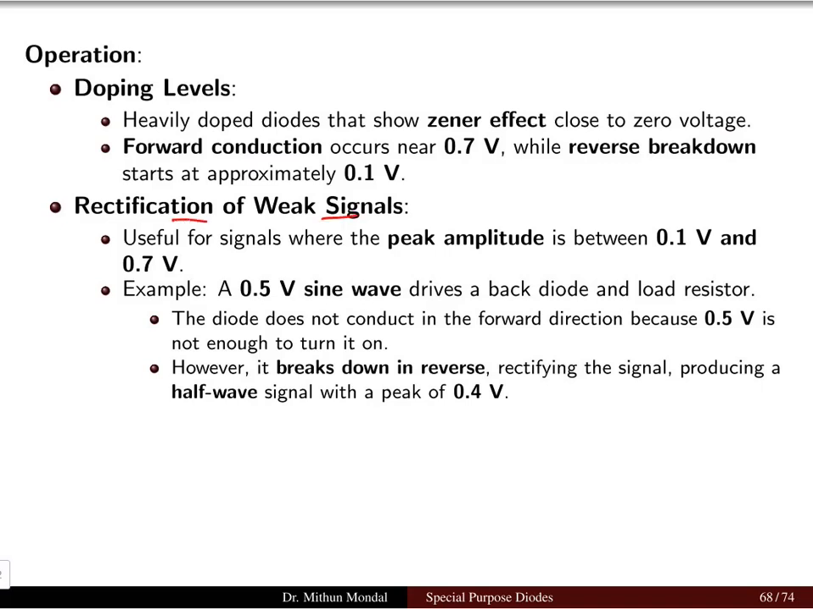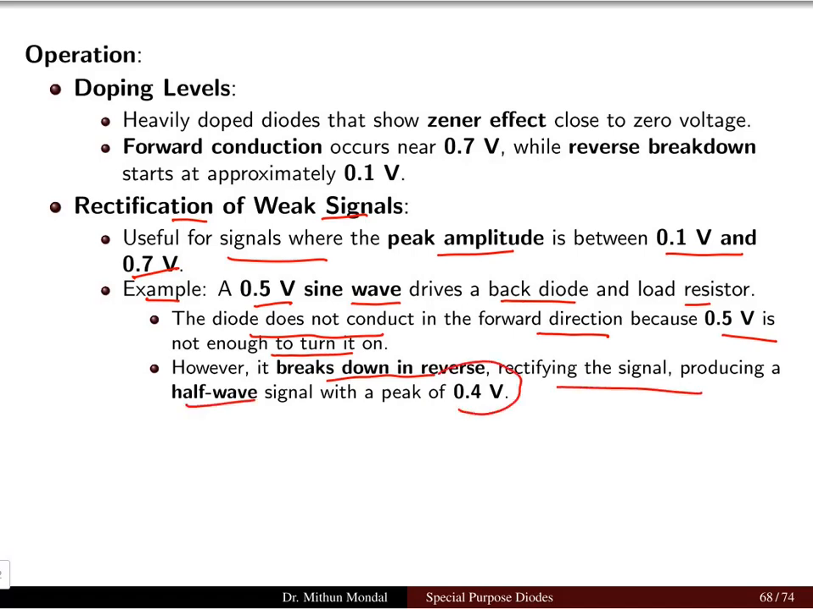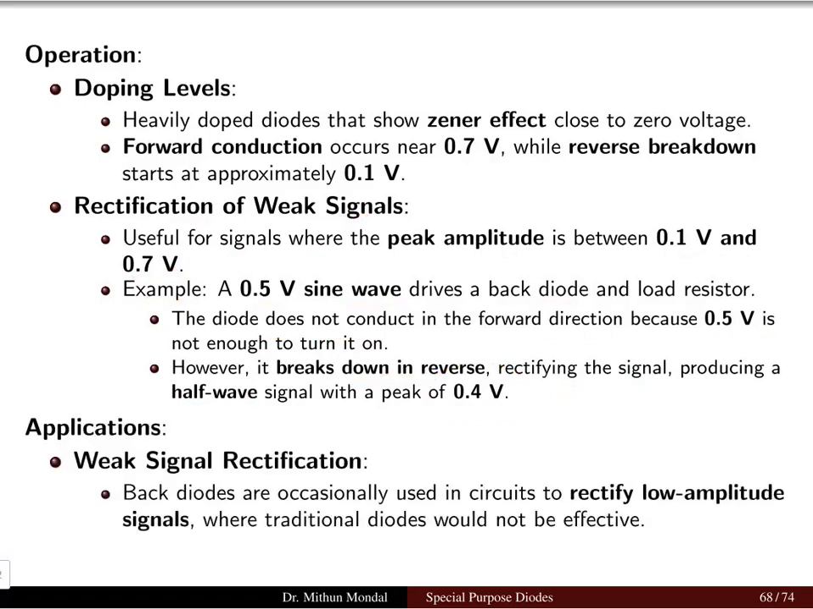It rectifies weak signals, so it is useful where the peak amplitude is between 0.1 volt and 0.7 volt. For example, a 0.5 volt sine wave drives a back diode and a load resistor. The diode does not conduct in the forward direction because 0.5 volt is not enough to turn it on; we require a minimum of 0.7 volt. However, in the reverse breakdown region it rectifies the signal and produces a half-wave signal with a peak of 0.4 volt. So it rectifies the weak signal in reverse bias.